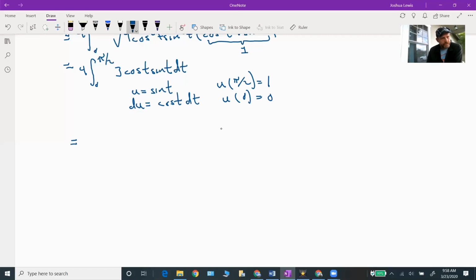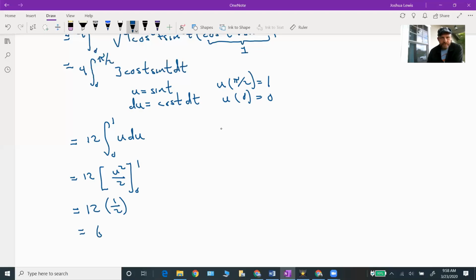I'm not sure why I did that in reverse order, but okay. So what do we get here? We get 12 times the integral from 0 to 1 of u du, which is 12 times u squared over 2, from 0 to 1, which is going to be what? 12 times 1/2, and so we get 6. Okay. There we have it.